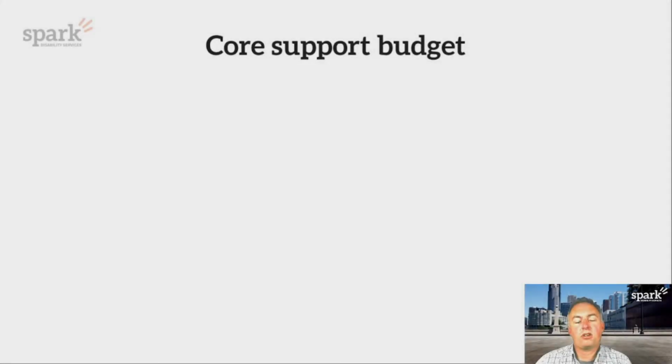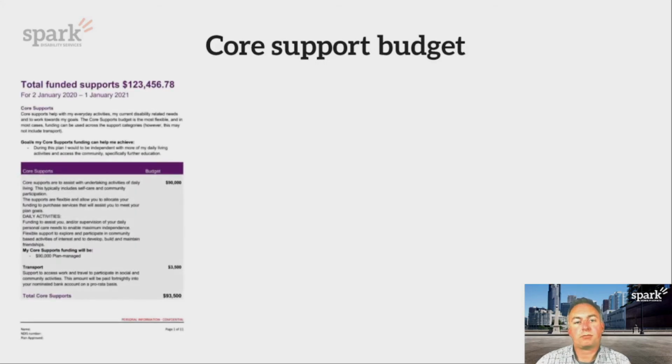So how do those terms that we've just been discussing actually play out in the support budgets in a person's funded supports? Well, let's start by looking at an example of a core support budget. So here is an example core support budget page. Now, the first thing that you might notice on this page is that at the top of the page, in big bold letters and numbers, is the total funded supports for the plan.